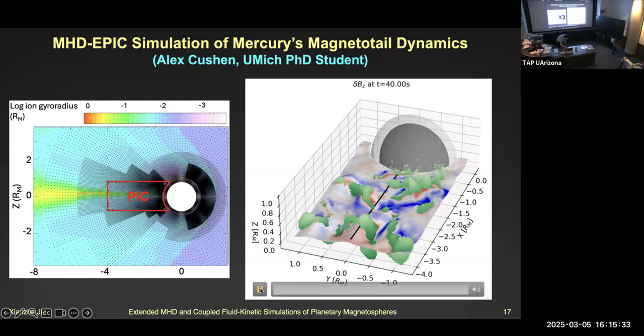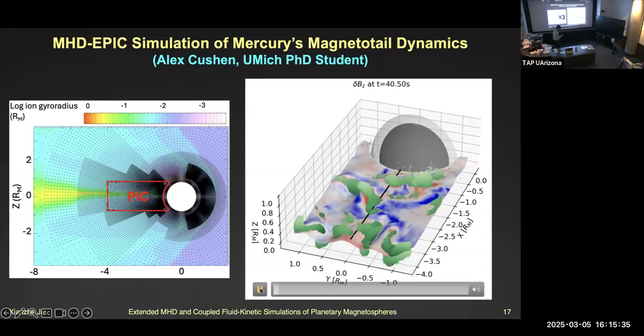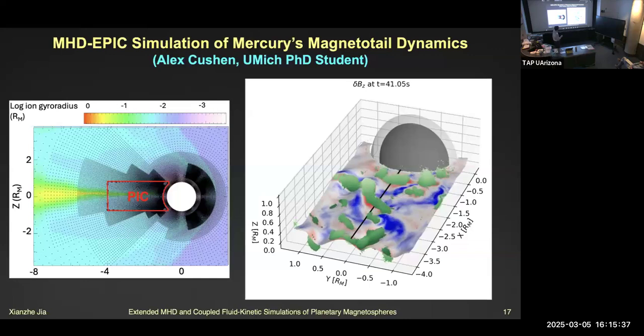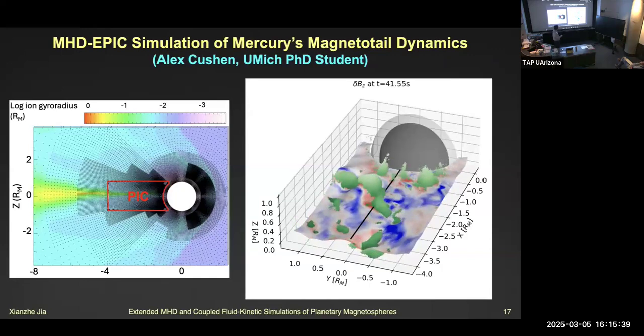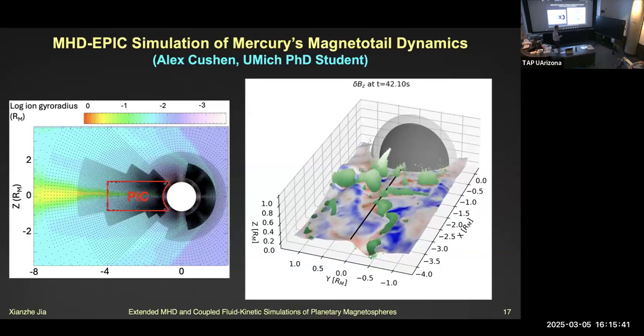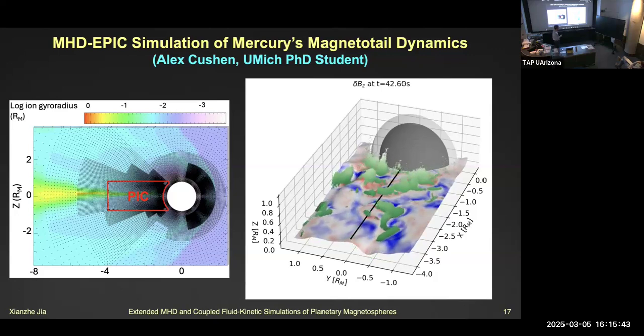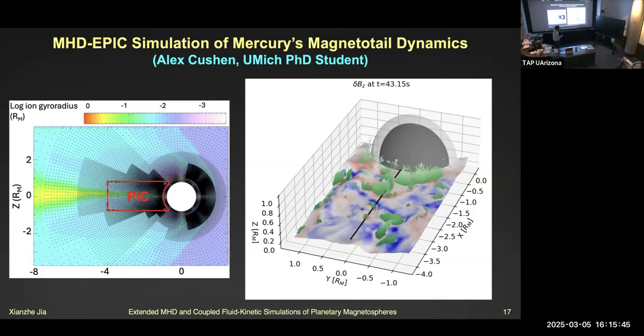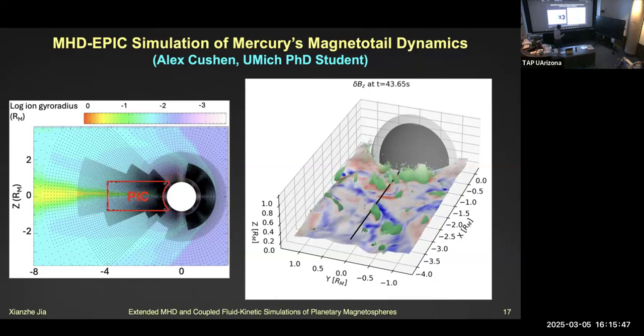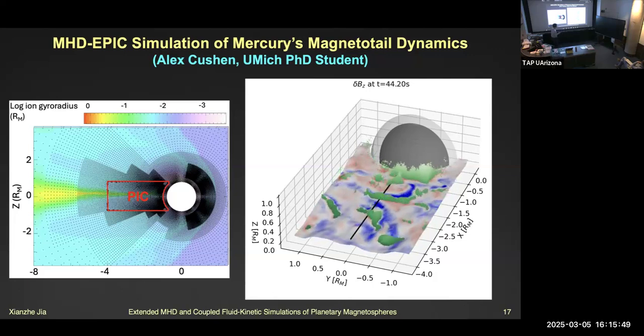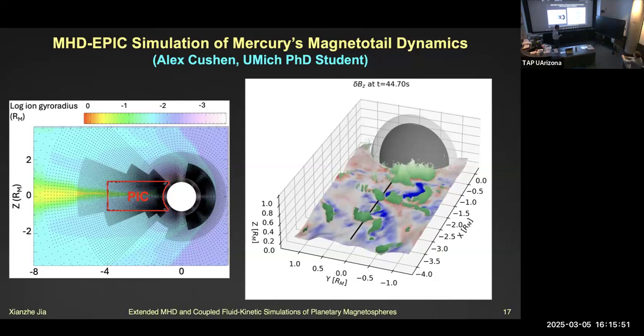So let me play this movie, and you can see the whole magnetotail never has a quiescent time. It's always dynamic, and you have reconnection happening almost all the time. And you see these green blobs. And these are what he has assigned as dipolarization fronts in the magnetotail.